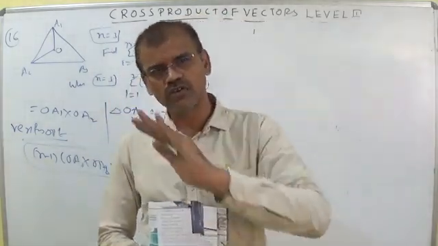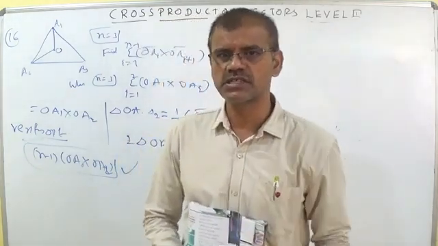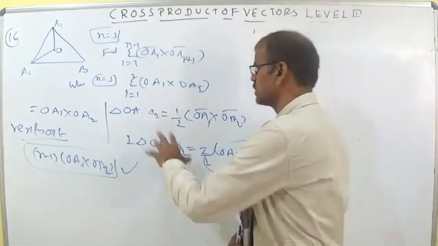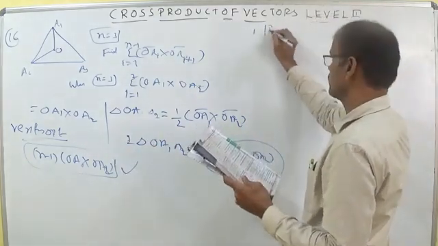Later you write 2 into 1 by 2 area; the 1 by 2 area will get cancelled. The value will be 2 into simply the (n minus 1) value. So the 16th one is completed. Now the 17th one.